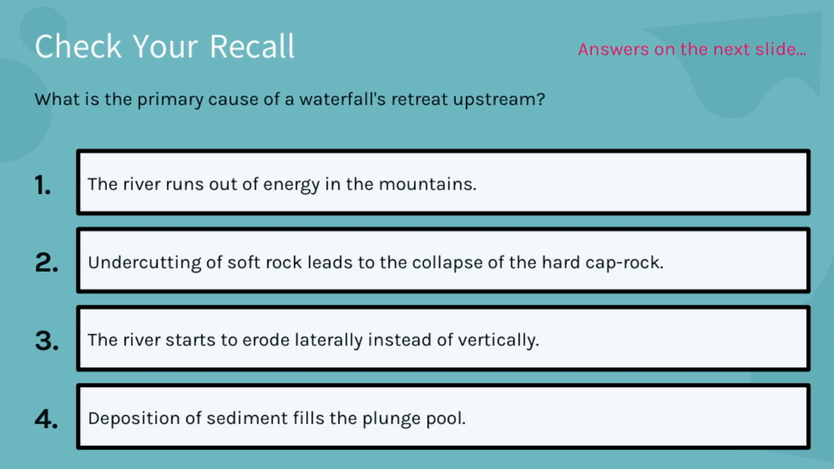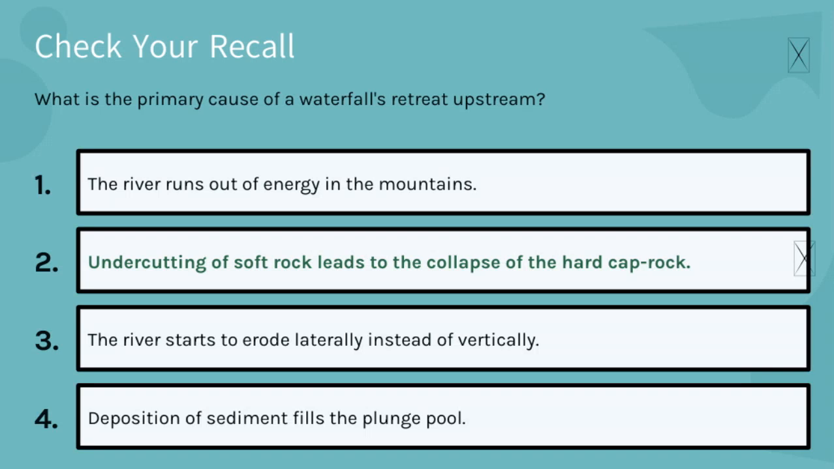2. Undercutting of soft rock leads to the collapse of the hard cap rock. 3. The river starts to erode laterally instead of vertically. 4. Deposition of sediment fills the plunge pool. Take a moment to decide. Remember, the question is asking why the waterfall moves backwards over time. Think about the role of hard rock, soft rock, undercutting, and collapse.